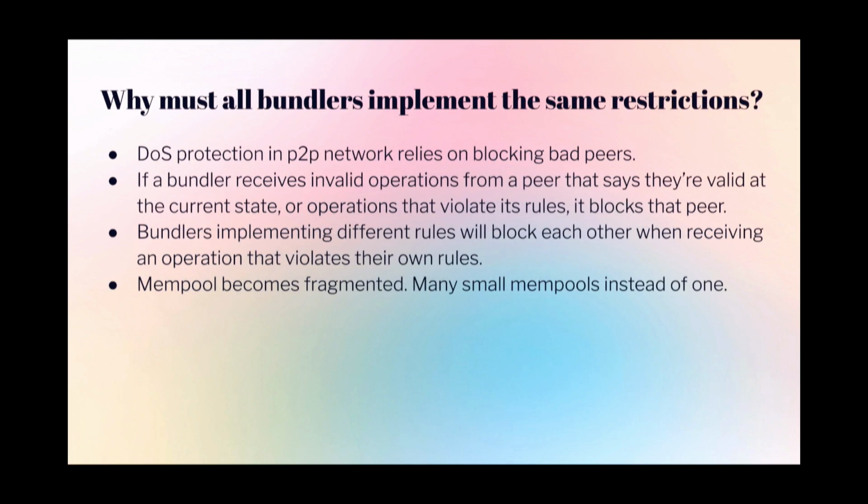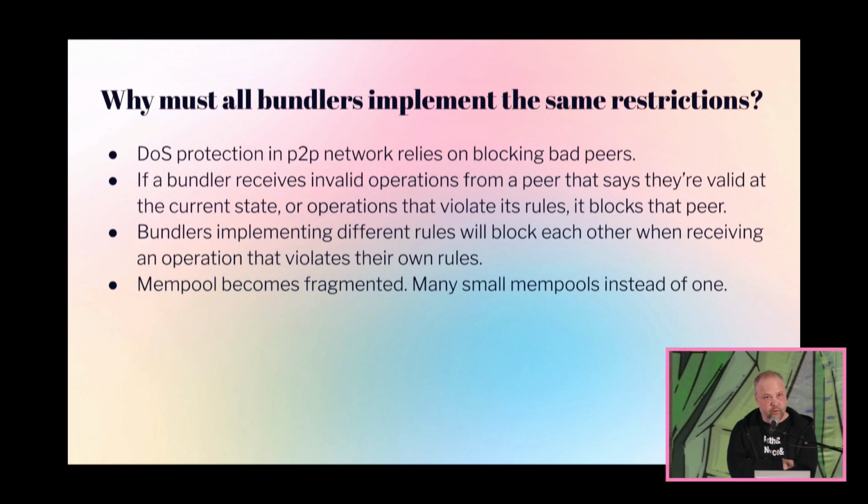Now, why does it have to be a standard? Why do all the bundlers in the mempool need to implement the same restrictions and not come up with their own protection? The answer lies in spam protection. Nodes in the mempool have to protect themselves against nodes that keep sending them invalid transactions, because this is unpaid work for them. So if one node considers something to be valid, and propagates it to another node that considers it invalid, it will have to block the first node as a spammer.